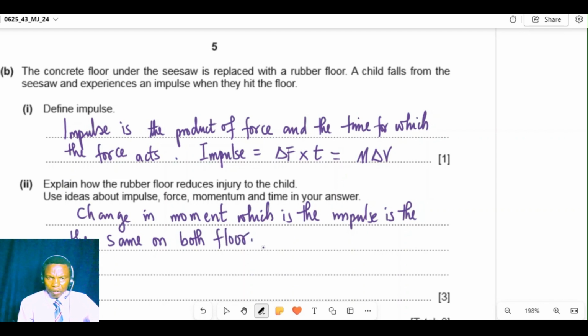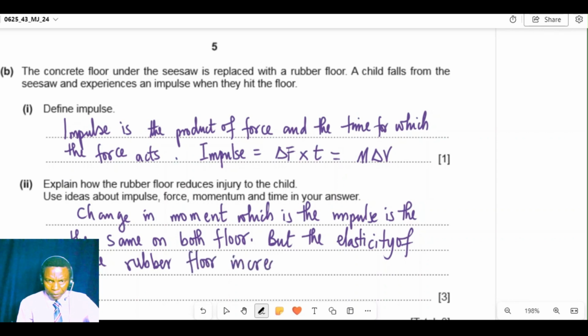Okay, but the elasticity of the rubber floor increases the time of impact for a boy who falls on it.